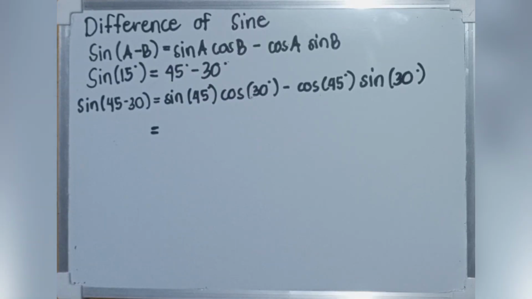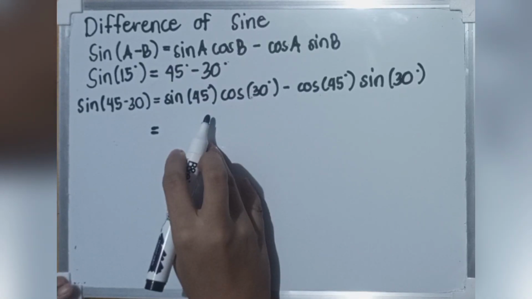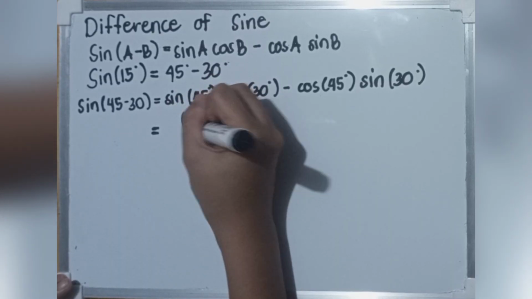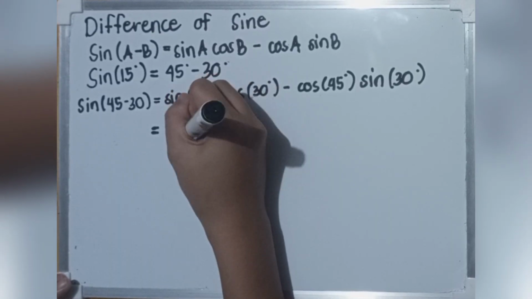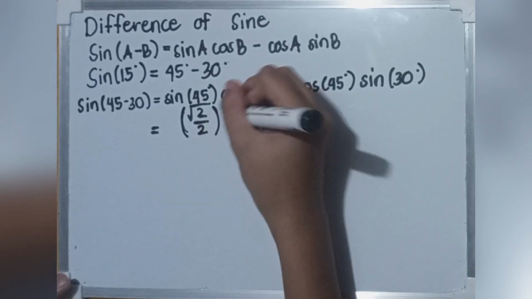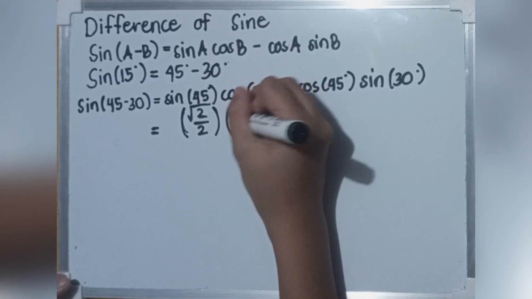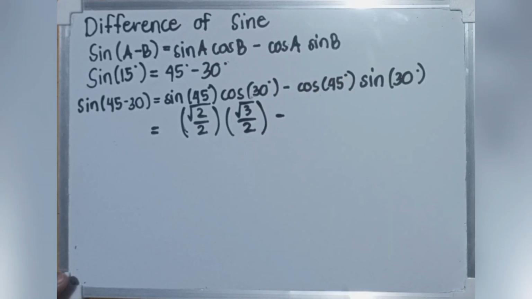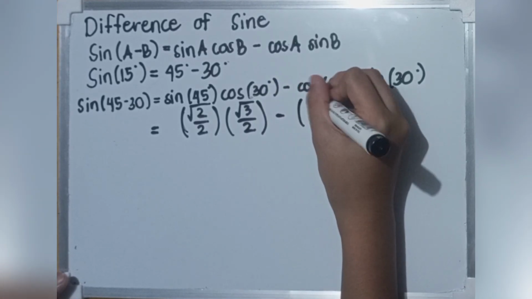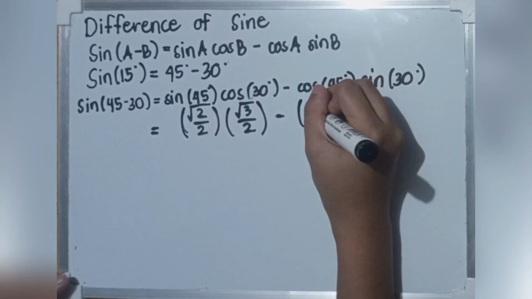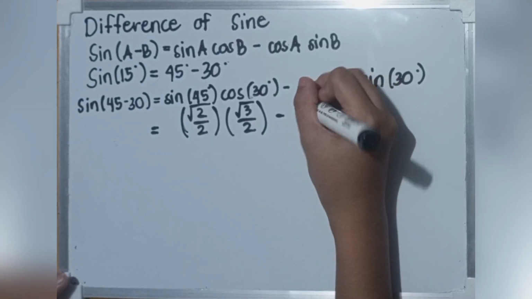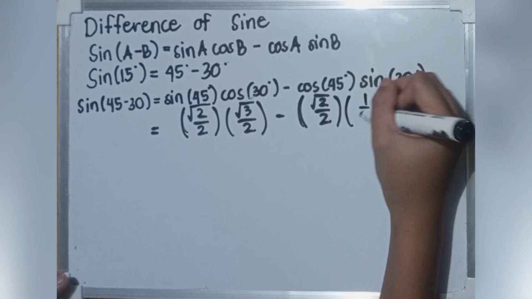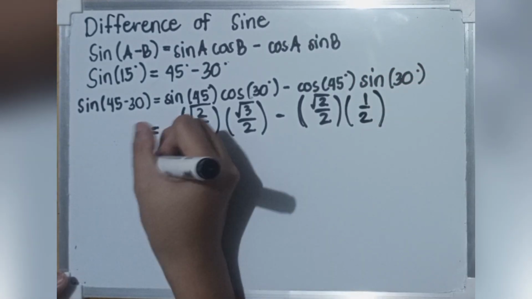Then, let us identify their values from the special triangles. So, sine 45 is equivalent to square root of 2 over 2. Next, cosine 30 is equivalent to square root of 3 over 2, minus the cosine of 45, which is equivalent to square root of 2 over 2. And lastly, for the sine 30, the equivalent is 1 over 2 or 1/2.